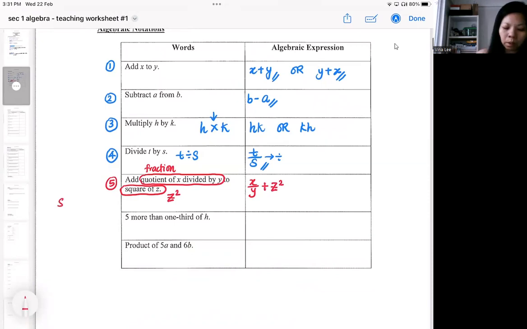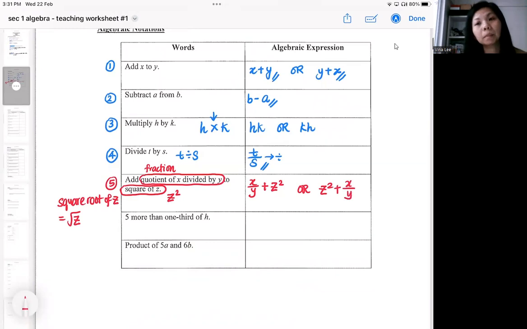So if they say square root of z, then that will be like this. So if this is the addition, of course, I can write the other way around. z squared plus x over y. Okay. Now, number 6. 5 more than 1/3 of h.